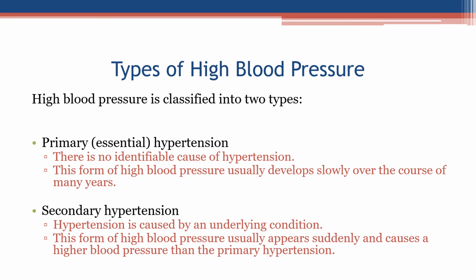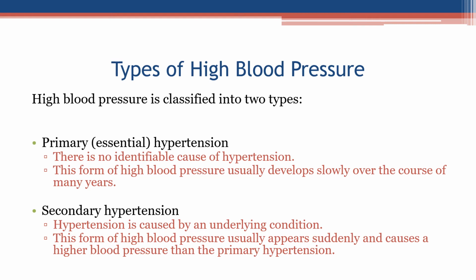Types of high blood pressure. High blood pressure is classified into two types. Primary, essential, hypertension. There is no identifiable cause of hypertension. This form of high blood pressure usually develops slowly over the course of many years.